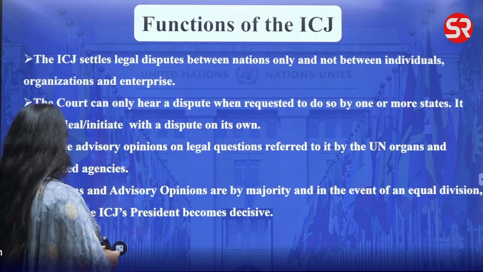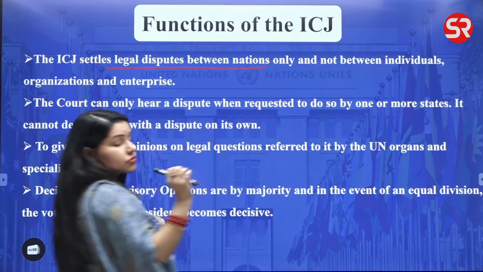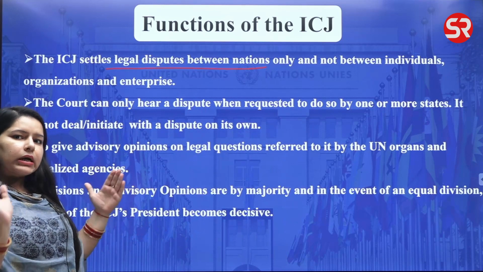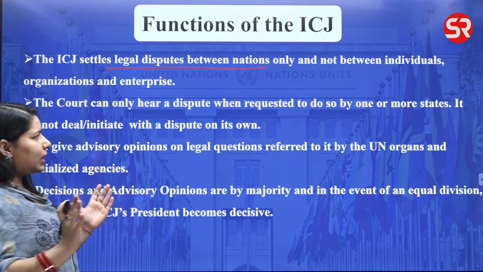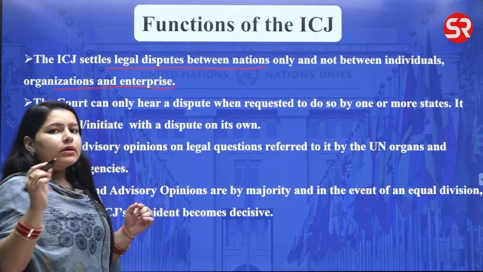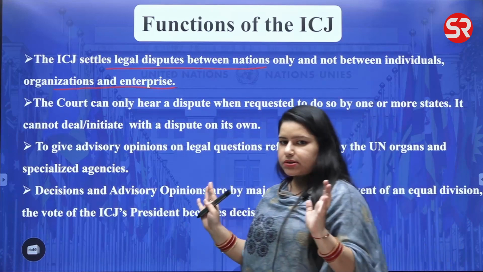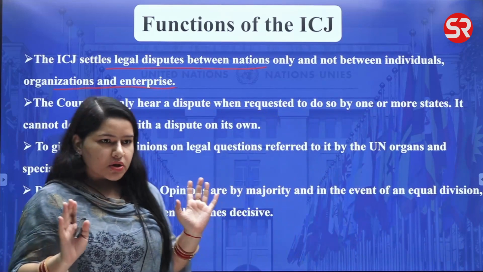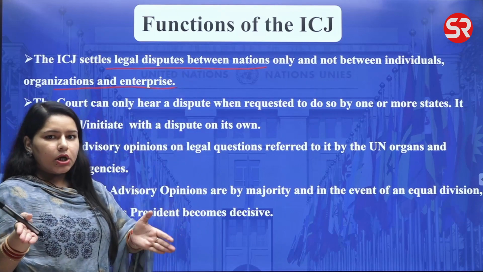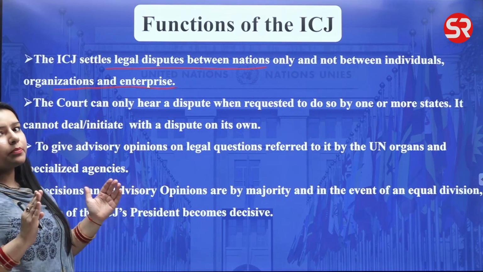Then the functions of the ICJ. The ICJ settles legal disputes between nations only. So kindly remember, between nations only. For example, between India and Pakistan, India and China, China and the US. Not between individuals, organizations or enterprises. It is not the case that, for example, Reliance and Pakistan have some issue and they go to the ICJ, because it only settles legal disputes among nations, not between organizations, individuals or enterprises.